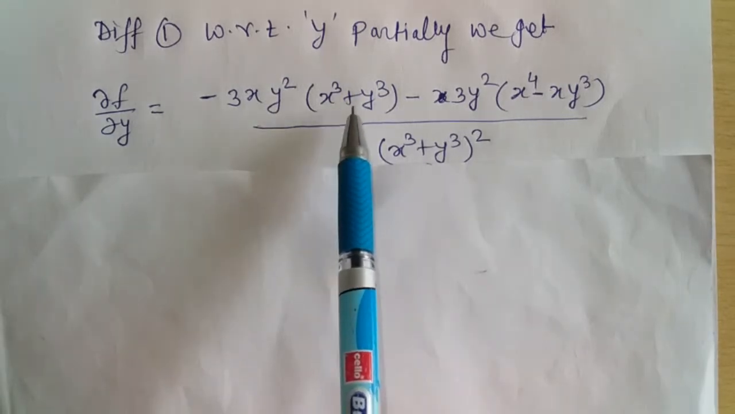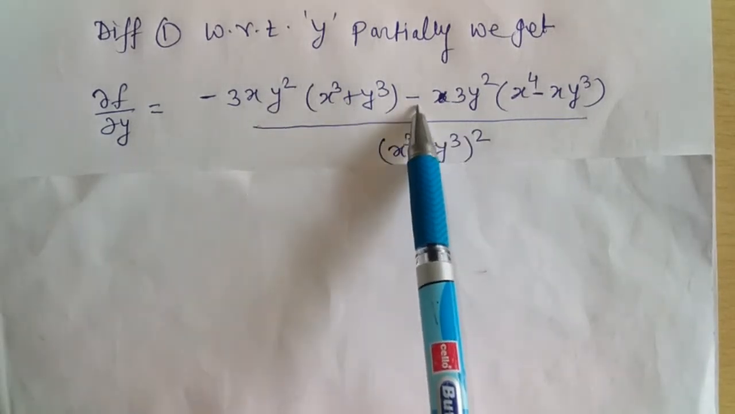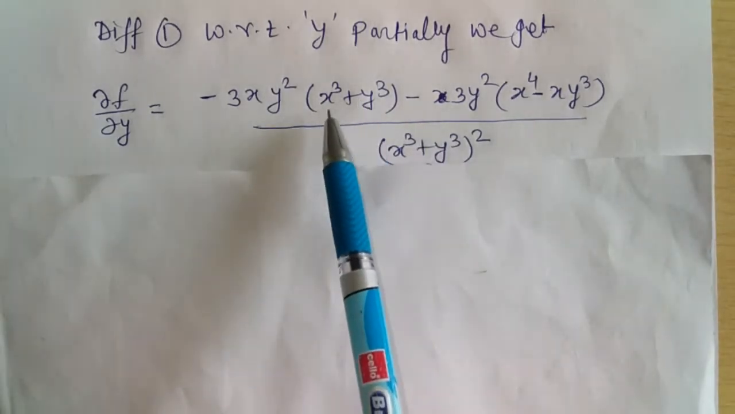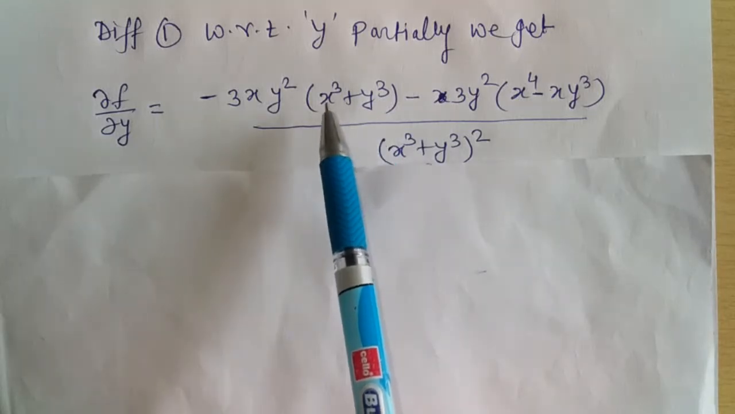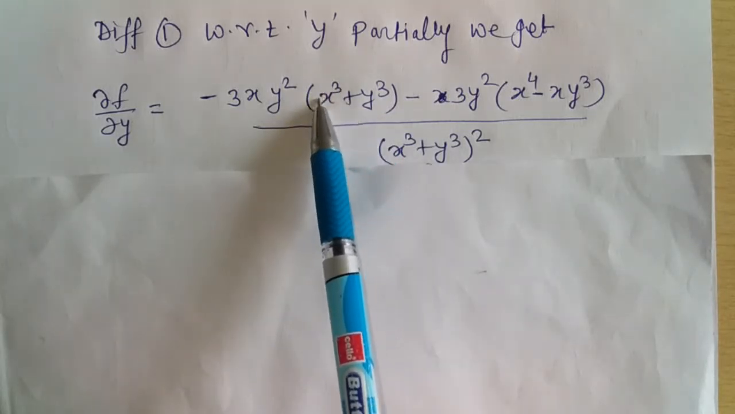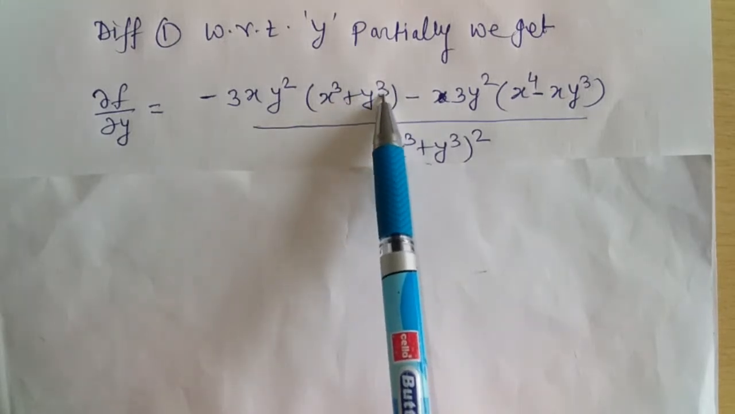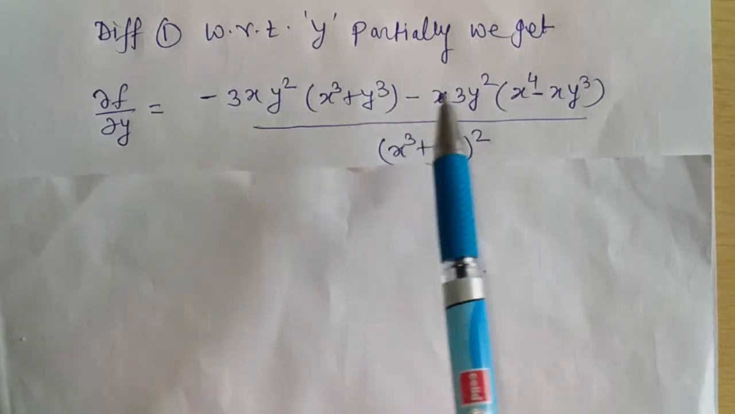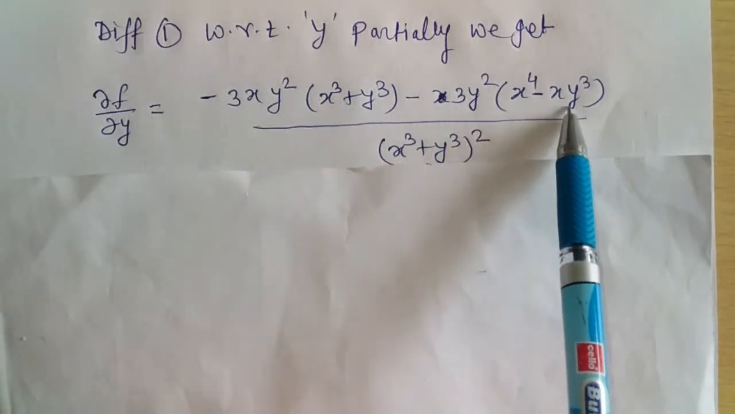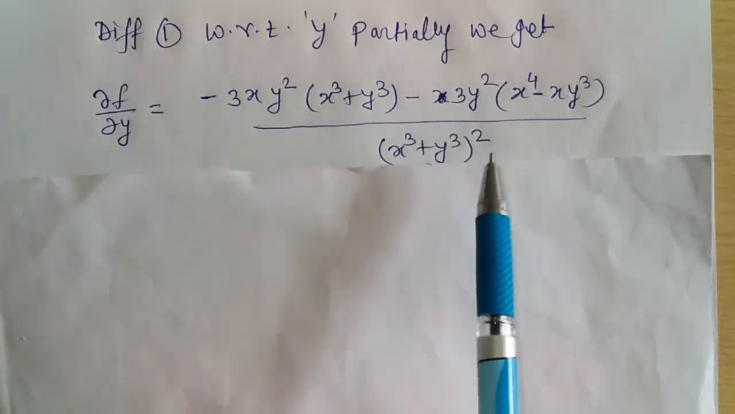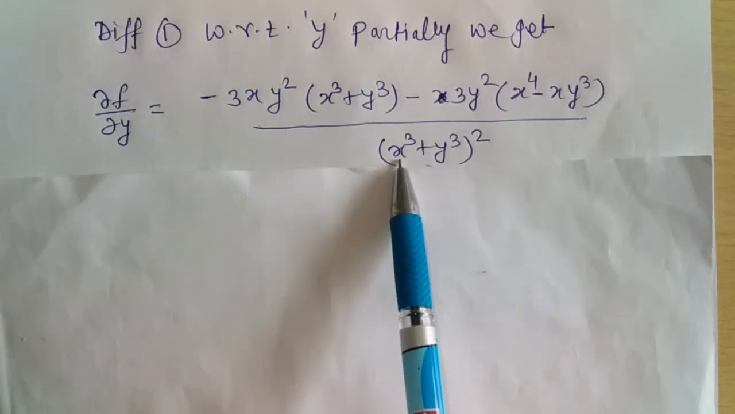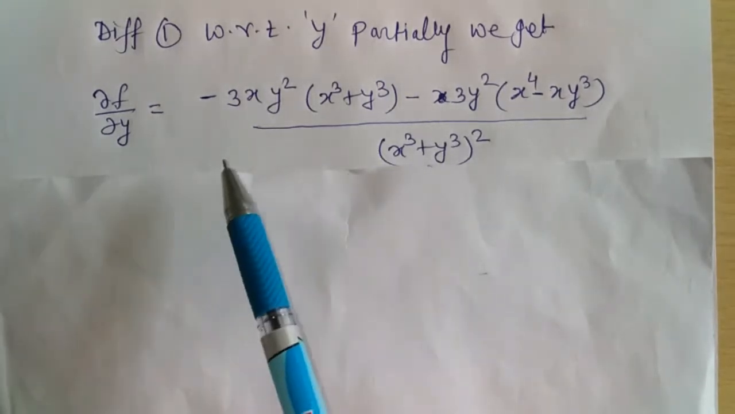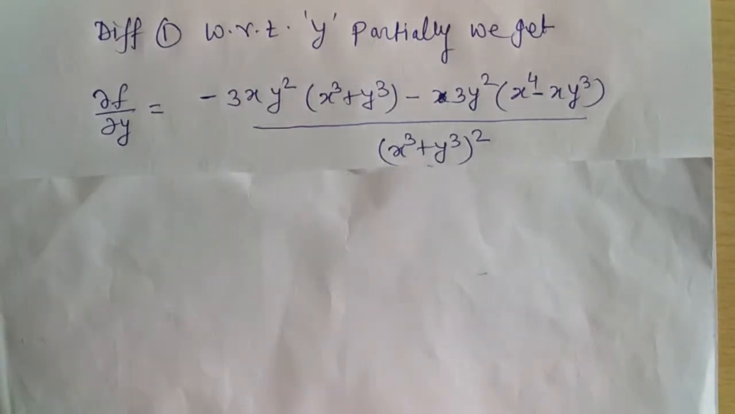So v is x cube plus y cube, minus the derivative of v with respect to y partially. So v is x cube plus y cube, and with respect to y, x is constant, so its derivative is 0, plus the derivative of y cube is 3y square. So here 3y square multiplied by u, which is x power 4 minus x y cube, upon v square. So v square is x cube plus y cube whole square. So this is del f by del y, the partial derivative of f with respect to y.